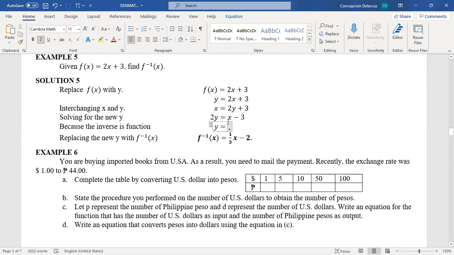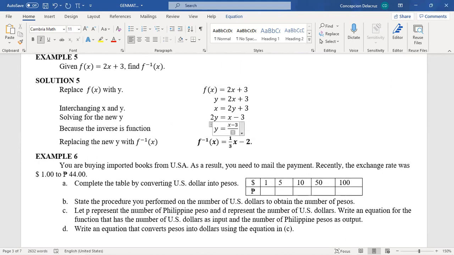So divide by 2. The 2 cancels, so it becomes y is equal to x minus 3 over 2. So our f inverse is equal to x minus 3 over 2.